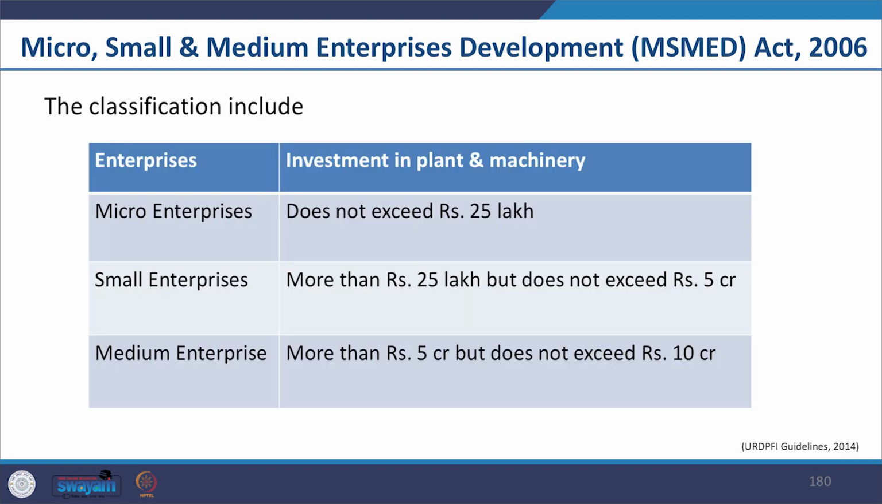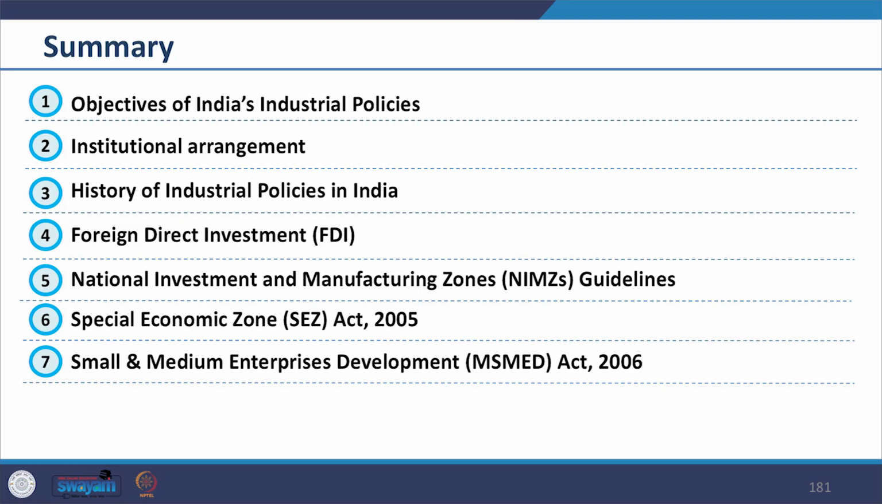Summarizing what we have done today, we reviewed the changes in the planning approach in the industrial sector, how different policies came in and how we started moving on from sectoral to area-specific to infrastructure, and then also easing out the investment and encouraging those investments and looking forward to creating more jobs. We also reviewed the objectives of industrial policies. Further, we looked into institutional arrangements. We also looked through the history of the policies. We looked into foreign direct investment. We looked into NIMZs, SEZs, as well as the MSME Act of 2006. So that was for today.